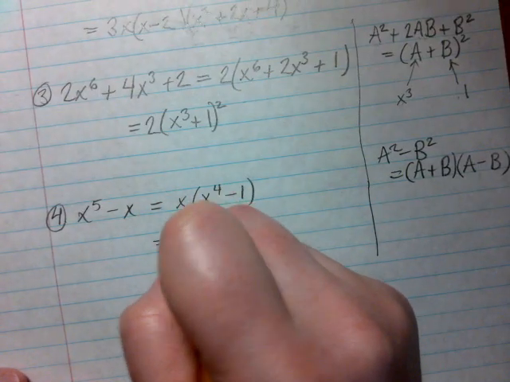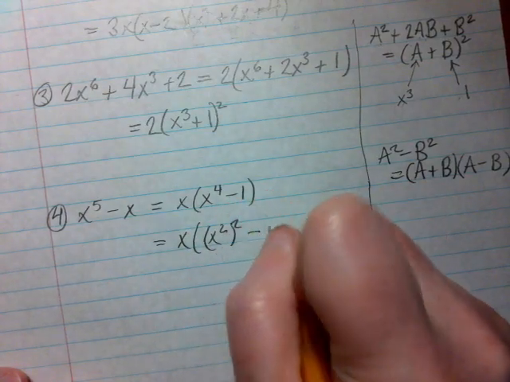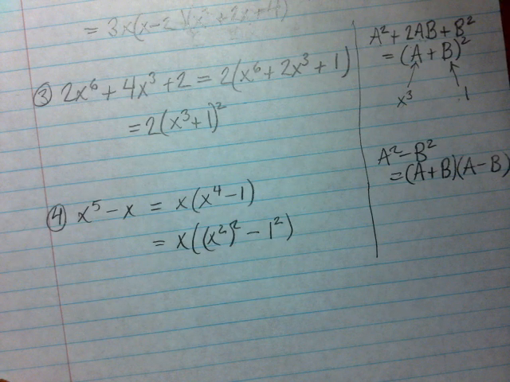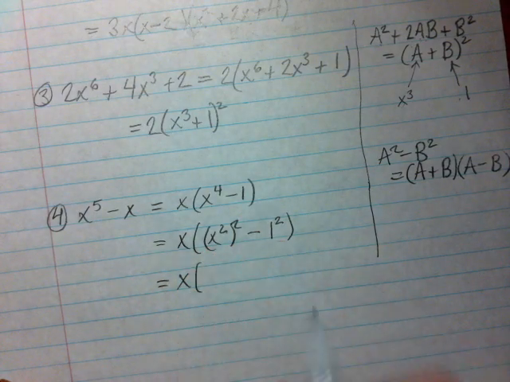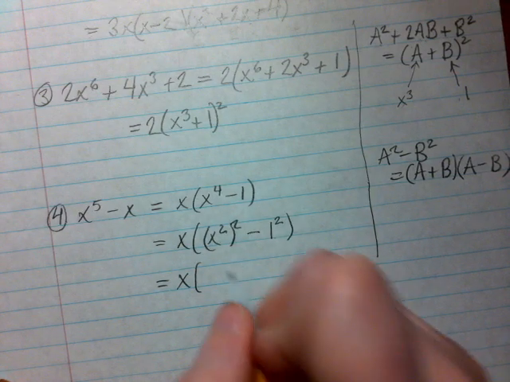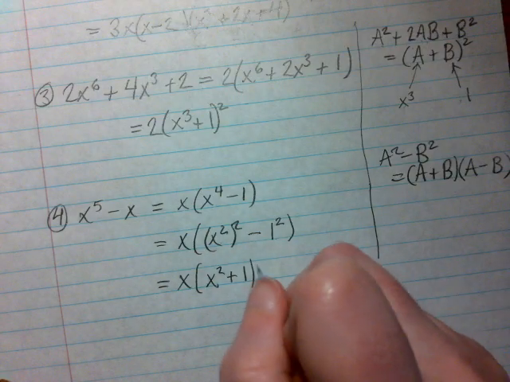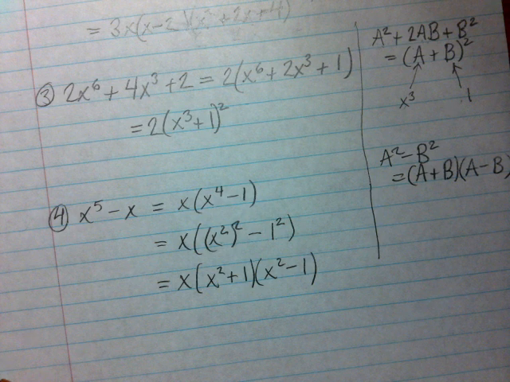So maybe if I write it like this, it might help. So this is x squared squared minus 1 squared. So that's the difference of squares. So to factor difference of squares, we add the two things being squared. So this is going to be x squared plus 1. And then we subtract the two things being squared. So x squared minus 1.